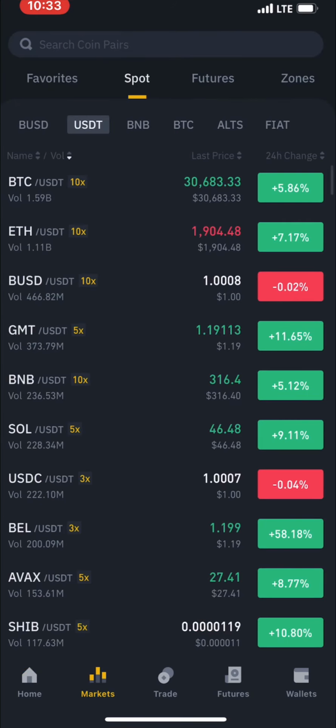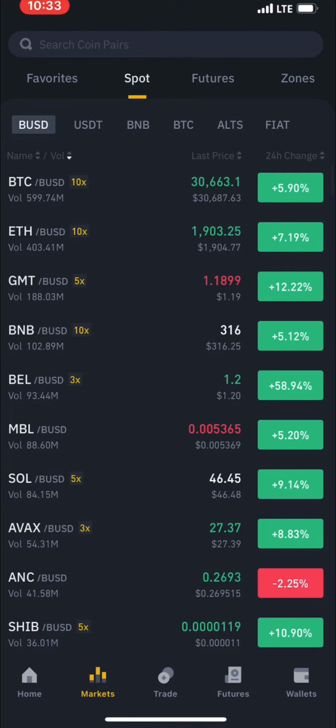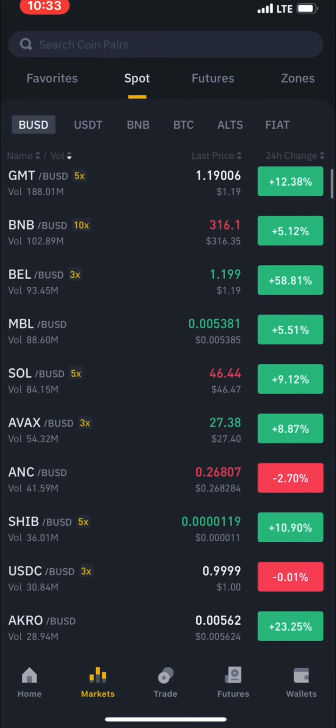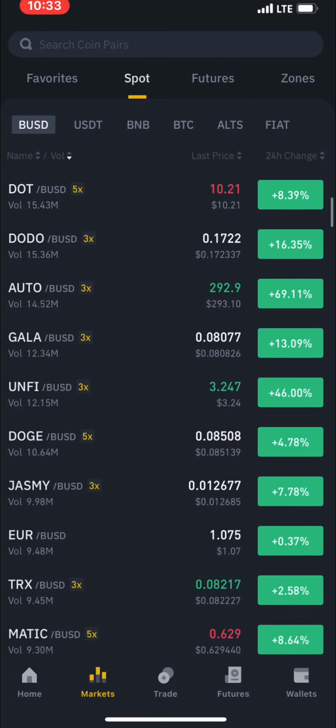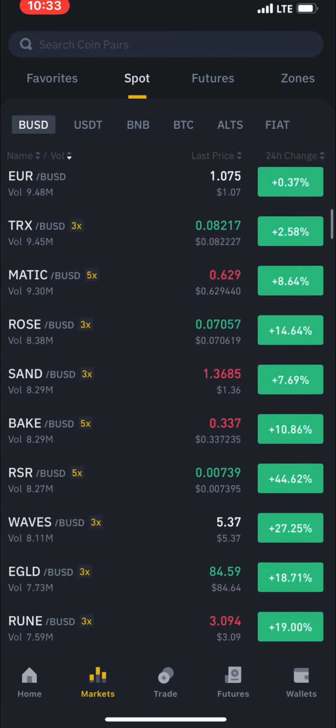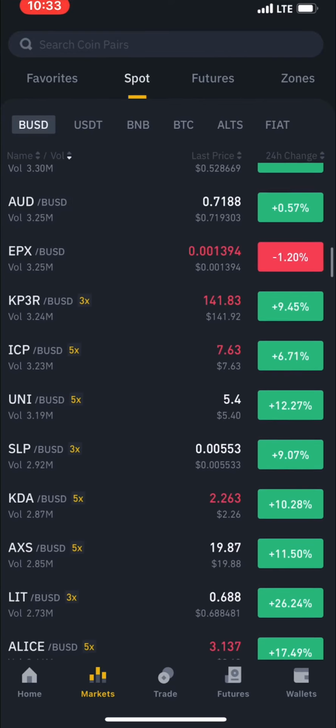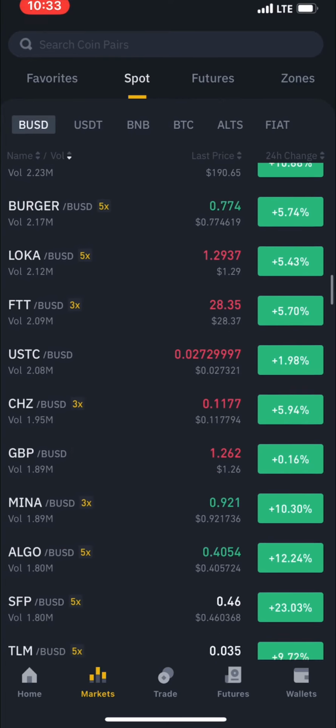Let's move straight to the market interface. Now, over the market interface, we have some coins, altcoins, and fiat currencies at the top. BUSD is a stable coin. So these are the particular currency pairs we have, BUSD down here. You can check all these particular currencies with BUSD. The green means the market is up, and the red means the market is down.